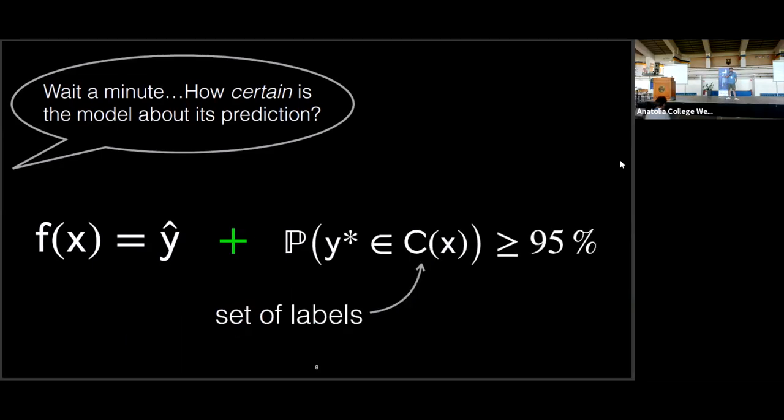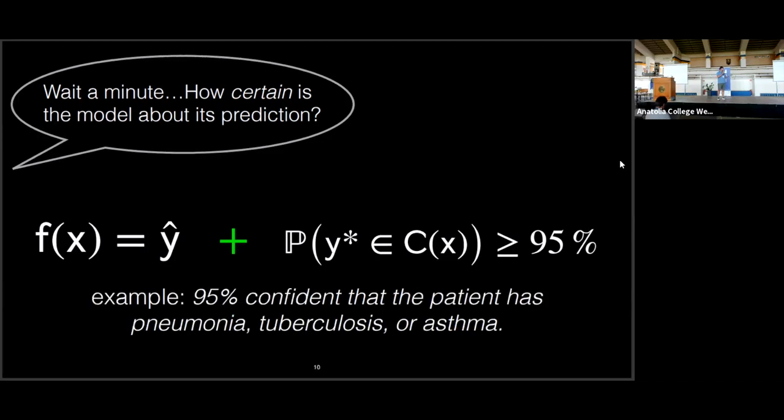And we'll also be talking about confidence sets. So instead of just one probability associated with the prediction, we can say something like, here's a set of labels C of X, and I think that the probability of the true label being in this set C of X is greater than 95%. So maybe we say that the model is 95% confident that the patient has pneumonia, tuberculosis, or asthma. And then the doctor says, okay, I think these three options are good. Let's do a further test to narrow it down further.